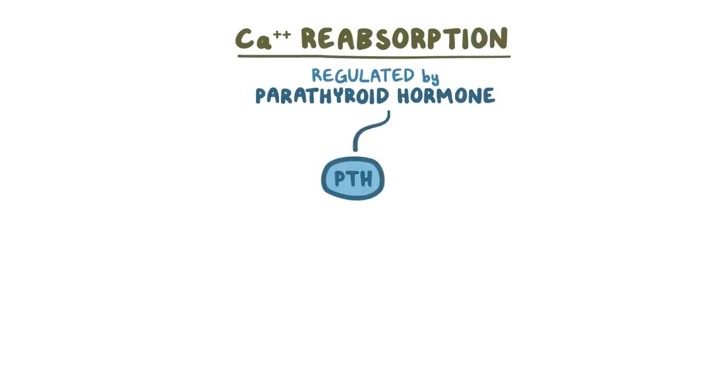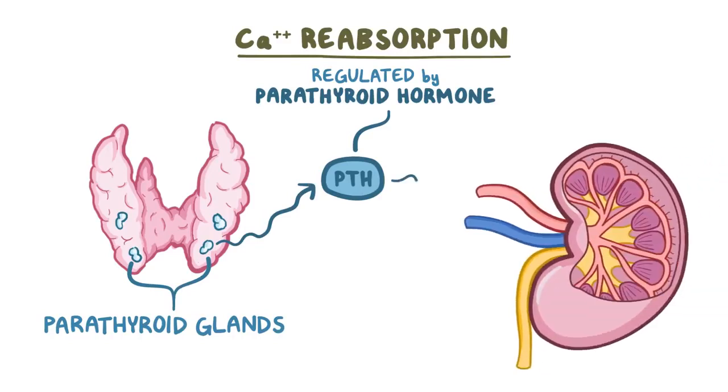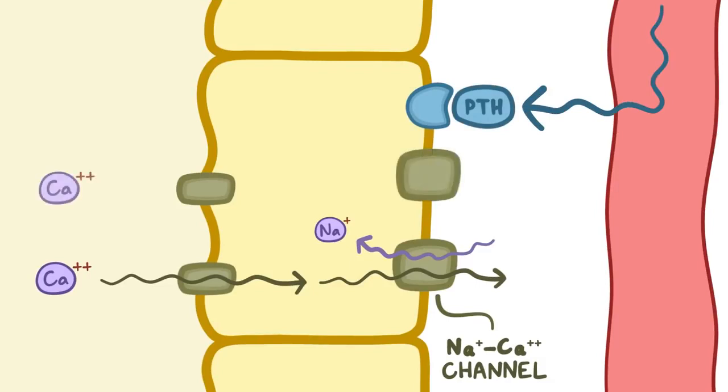Calcium reabsorption is regulated by parathyroid hormone, which is secreted by the parathyroid glands in the neck. When parathyroid hormone binds to the tubule cells, they start making more sodium-calcium channels, which increases the reabsorption of calcium.